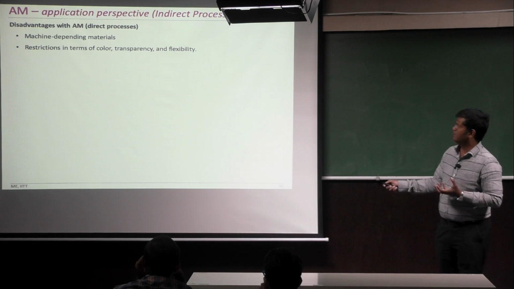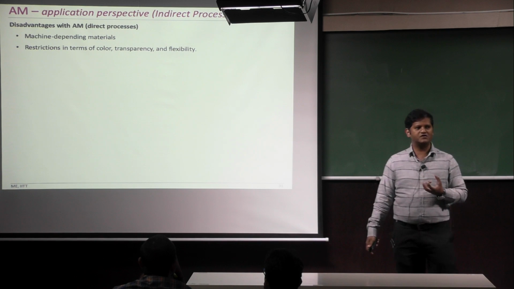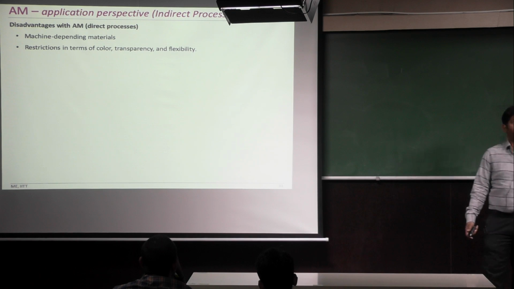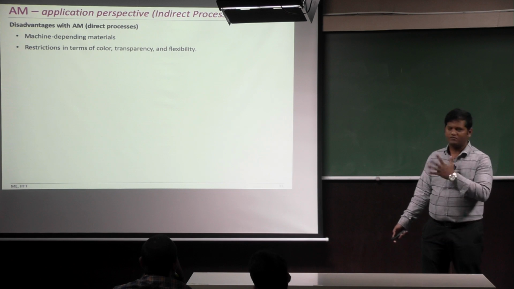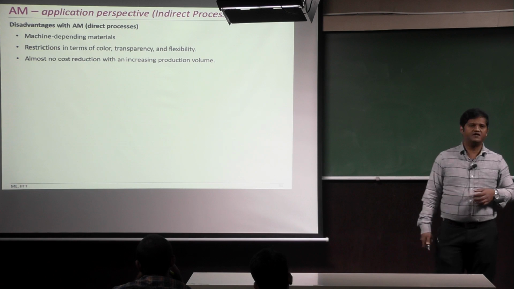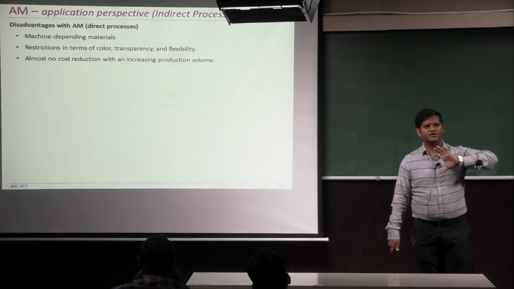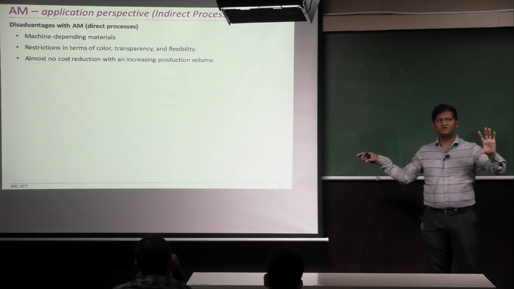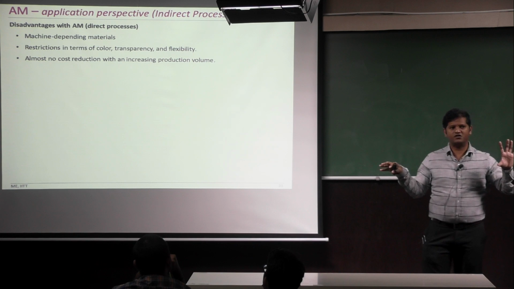Then there is a restriction in terms of color, transparency and flexibility. We can't use materials of different colors. If you want components having different colors, transparency and flexibility, then it's a disadvantage. And there is almost no cost reduction with increased production volume. For low volume production, AM is suitable, but as the volume increases, there won't be any reduction in cost.